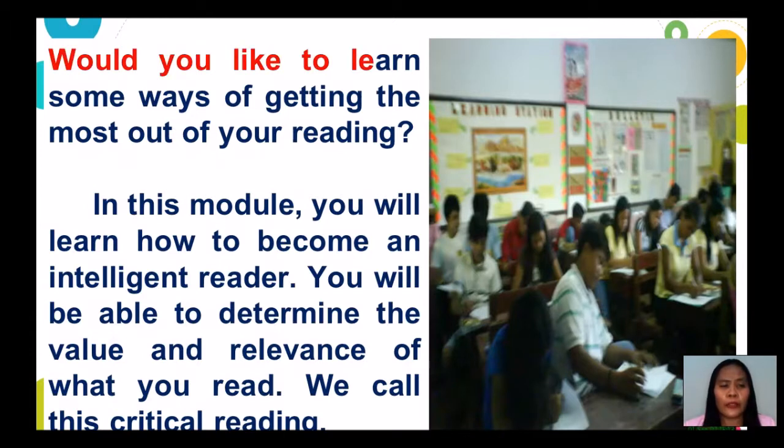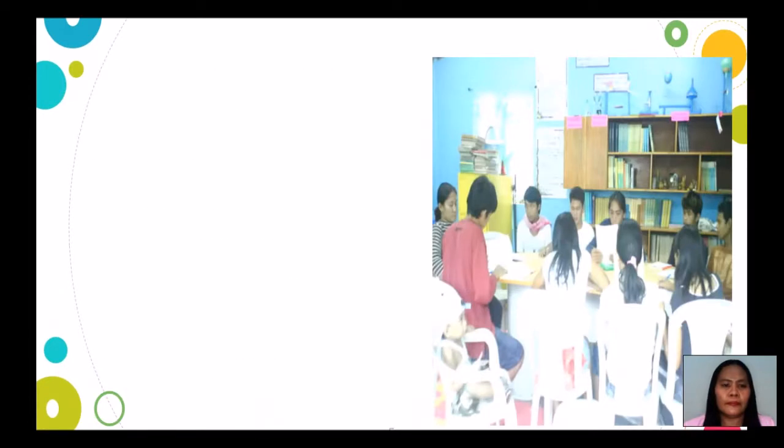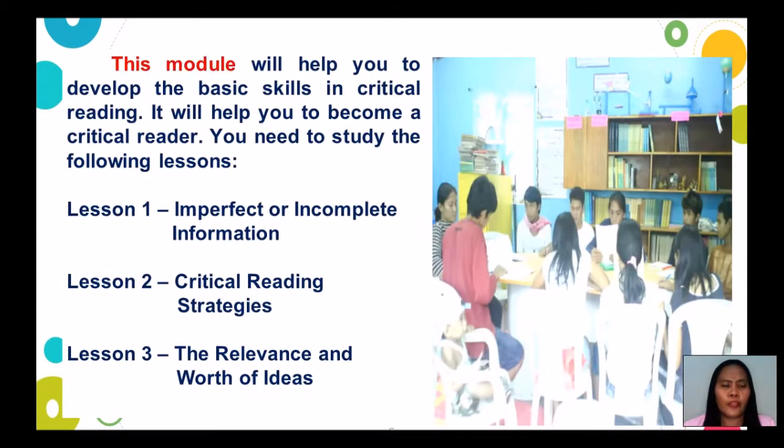Would you like to learn some ways of getting the most out of your reading? In this module, you will learn how to become an intelligent reader. You will be able to determine the value and relevance of what you read. We call this critical reading. This module will help you to develop the basic skills in critical reading. It will help you to become a critical reader.